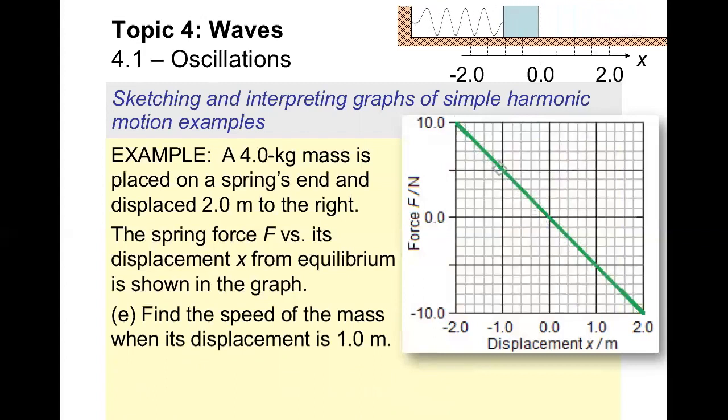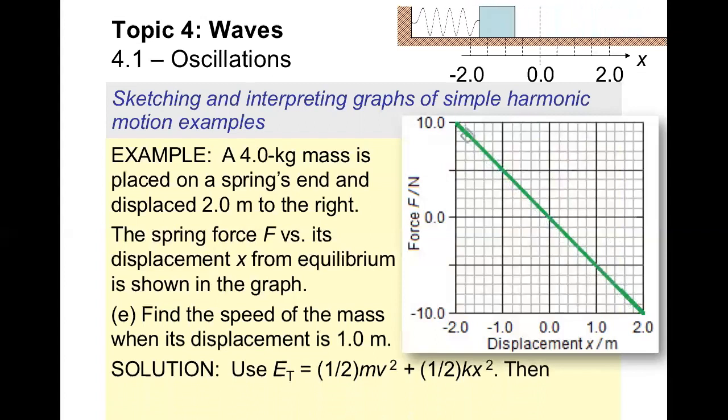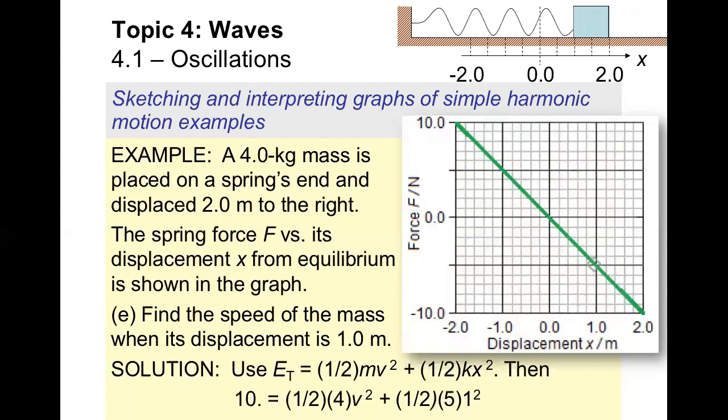Let's have the last problem. Find the speed of the mass when its displacement is 1 meter. So here we need to use the total energy, which is 1/2 mv squared plus 1/2 kx squared. We cannot just easily cancel potential energy and kinetic energy because there is a value for each. So we have 10, which is the total energy, equal to 1/2 times 4 times v squared, where v is the speed that we're getting, plus 1/2 times k, which is 5, times x squared, where x is the displacement. Notice that this is not the amplitude, and this is just the displacement from the equilibrium position. Then we have v, which is 1.9 meters per second.